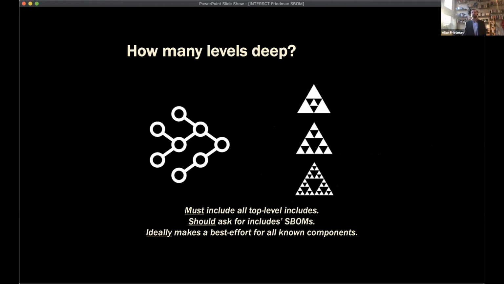So next question, how many levels deep, right? I've already touched on this a little bit. Software isn't just a bunch of top level includes. Software uses software, uses software, uses software. I've talked to someone who once told me, I want to know what's in my device all the way down to the sand and the silicon. And again, that's a lovely vision, and maybe someday we'll get there, but I think we need to understand what's realistic.